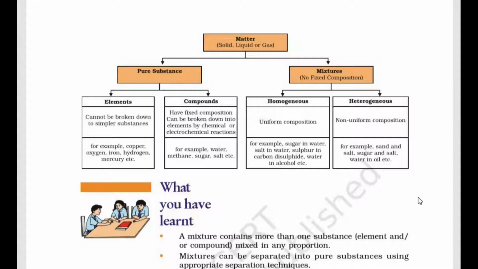Now what is an element? We just discussed that elements cannot be broken down into simpler substances, for example carbon, hydrogen, oxygen, gold, silver, etc. And next are the compounds. They have a fixed composition and can be broken down into their constituents only by a chemical reaction, for example water, methane, salt, sugar, etc.